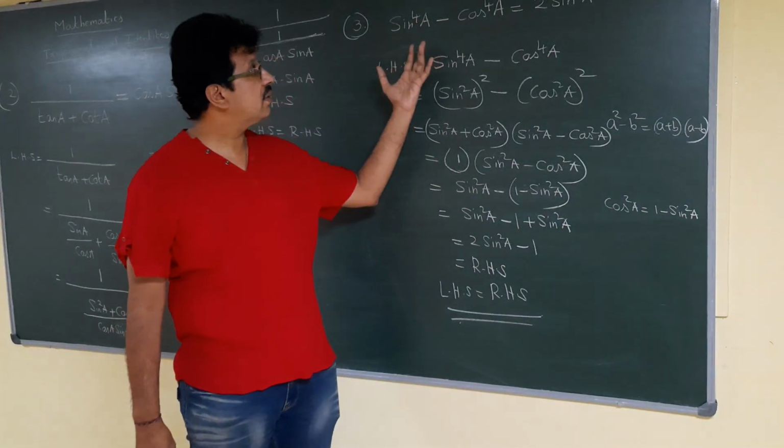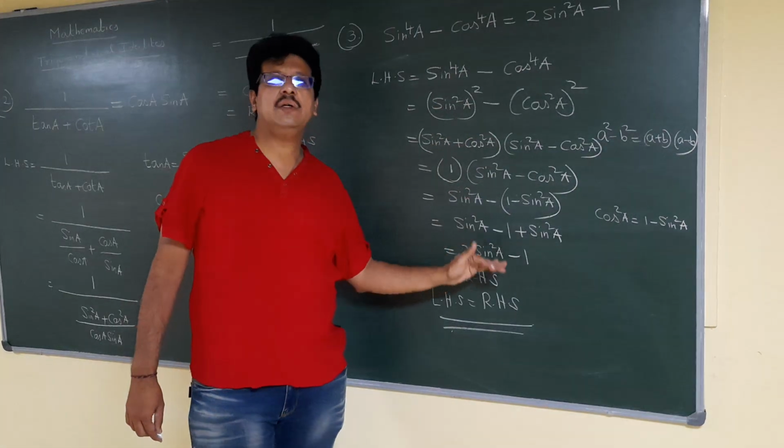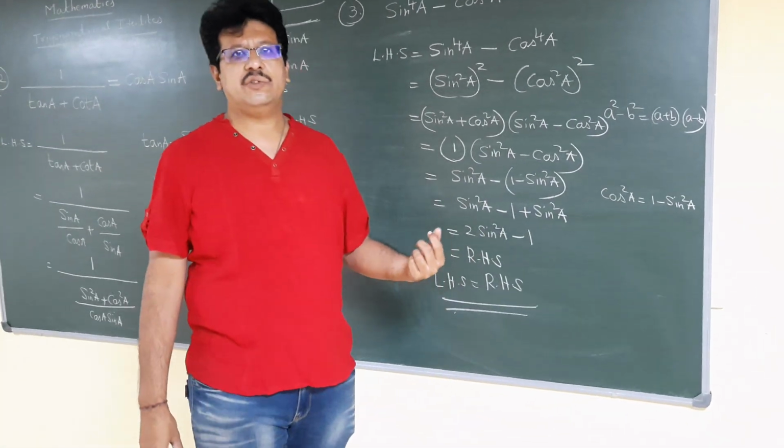So when you are proving this, you should always see the left hand side as well as right hand side, and then keep on solving the sums. It's very important to observe. Thinking is very important, children.